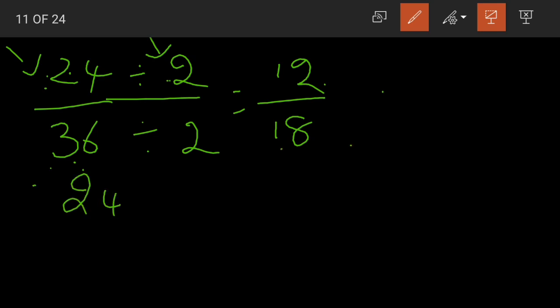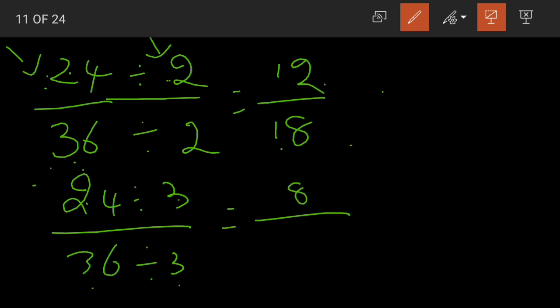Now again let us try it with 3 as well. Yes, 24 divided by 3 becomes 8, because 3 8s are 24, and 36 divided by 3 becomes 12 because 3 12s are 36. Yes students, 12 3s are 36.